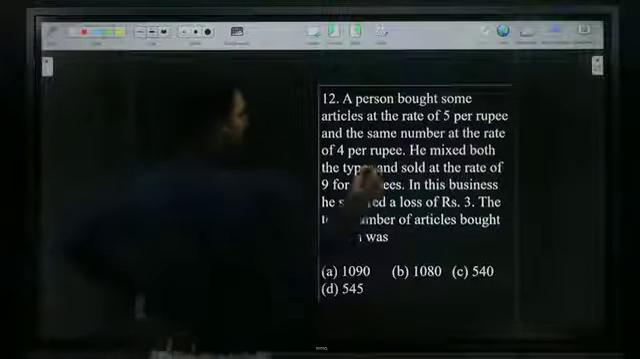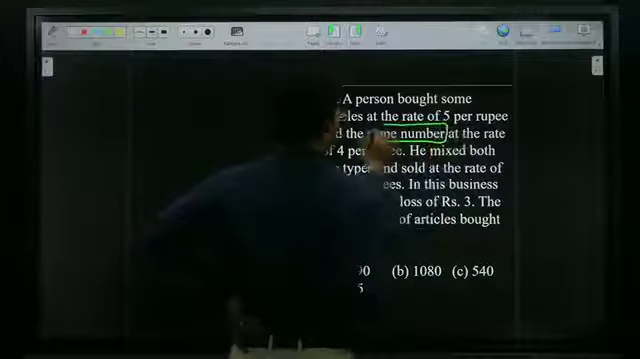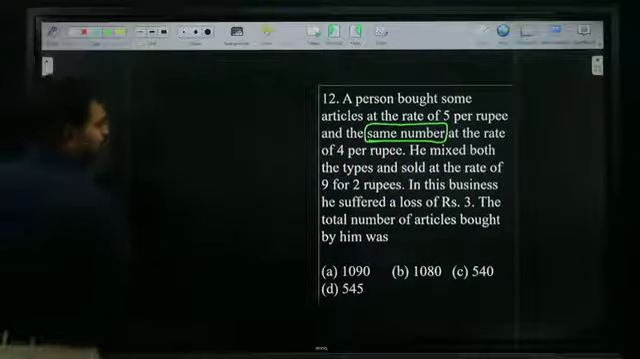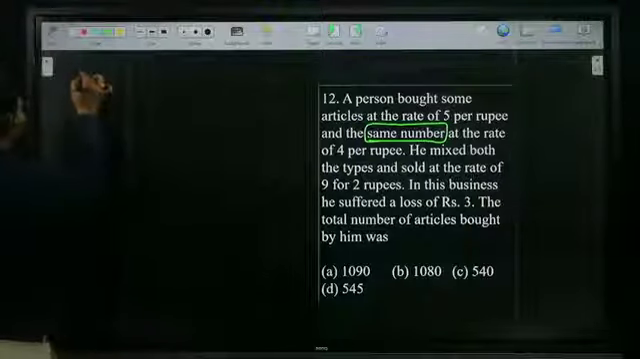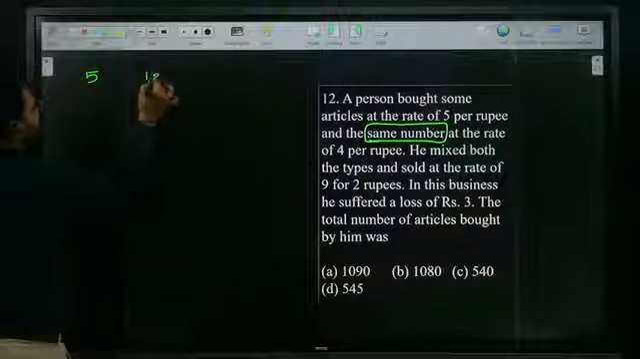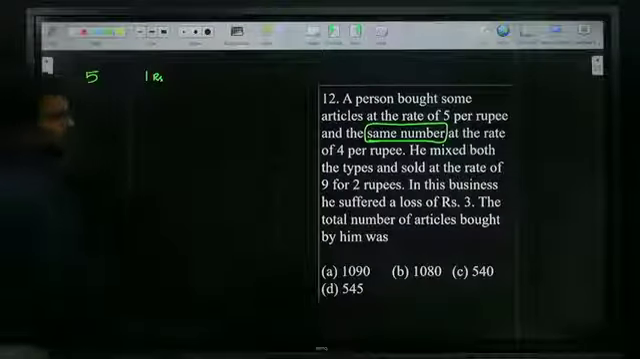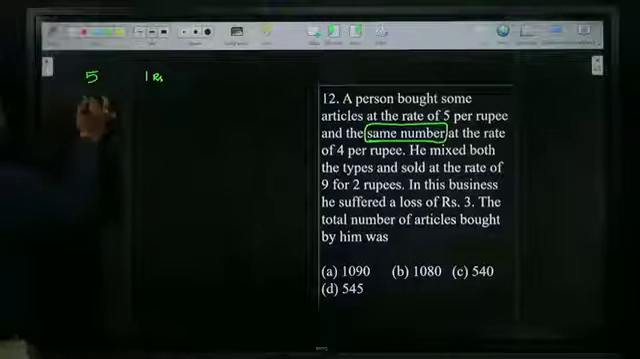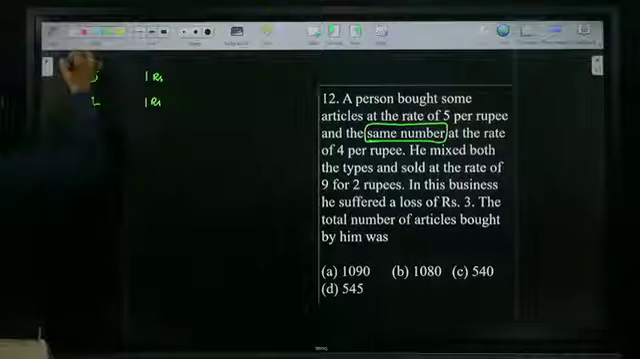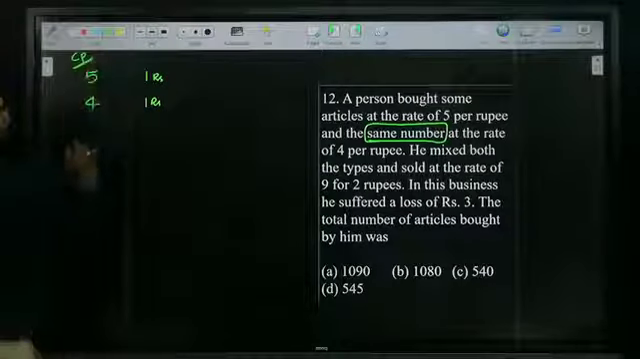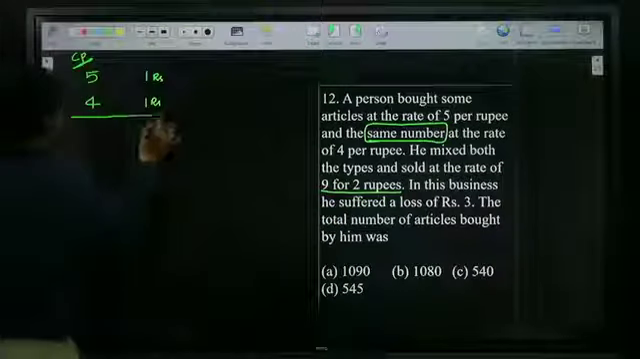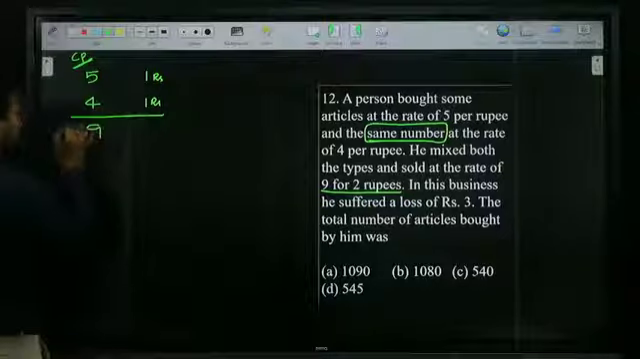Here also they gave the same number. Same number is nothing but equal number. So the first case is 5 articles for a rupee. Second case, 4 for a rupee. This is CP. And sold at the rate of 9 for 2 rupees. Selling price.